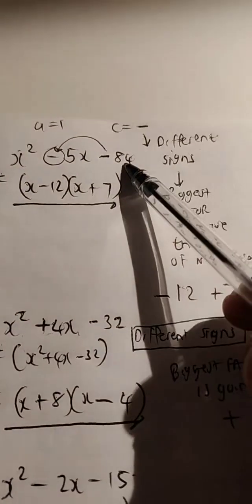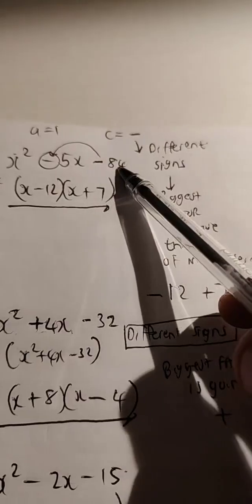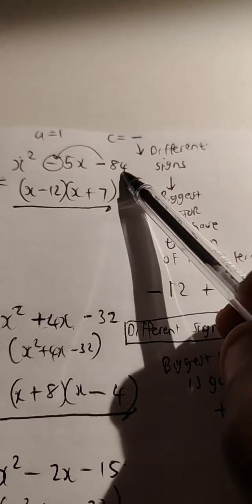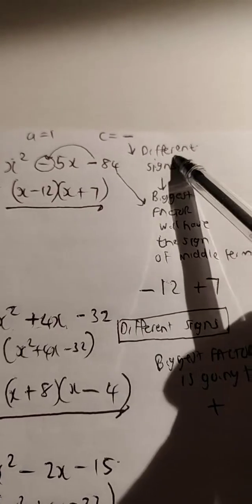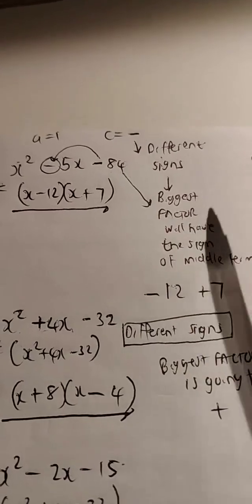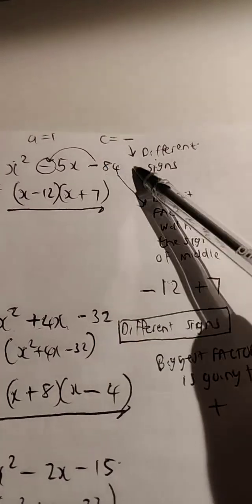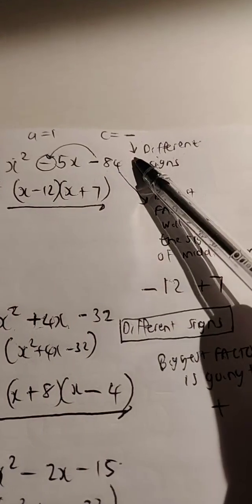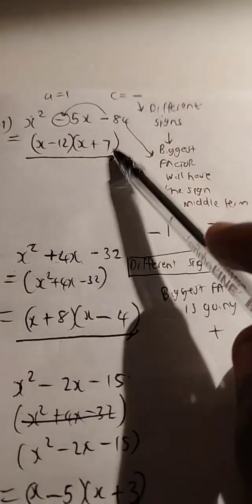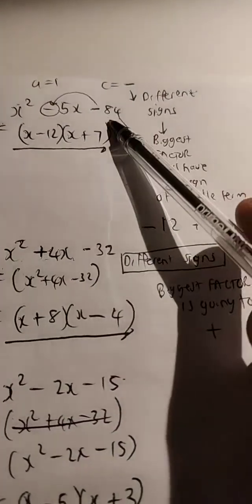Then the minute your constant changes from positive to negative, it's negative this time around. Negative constant means different signs, okay? But your highest factor of 84 will basically have a negative sign. That's why you have negative 12 and 7. Remember, you look at the factors of 84.